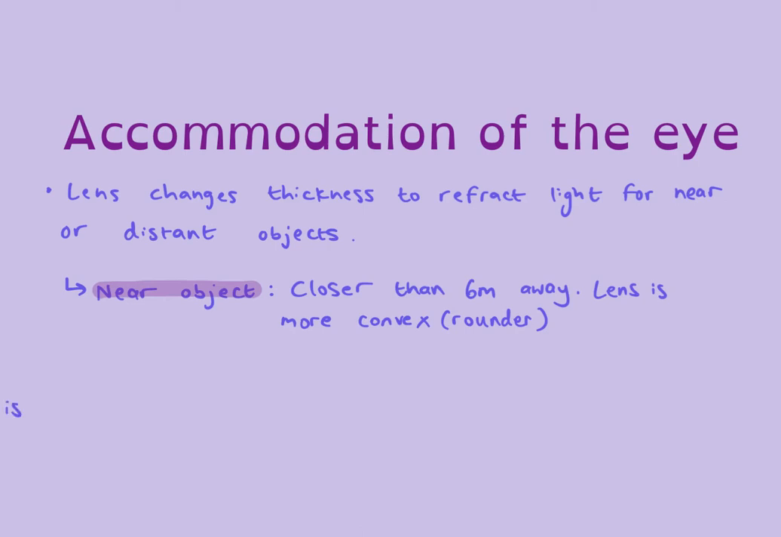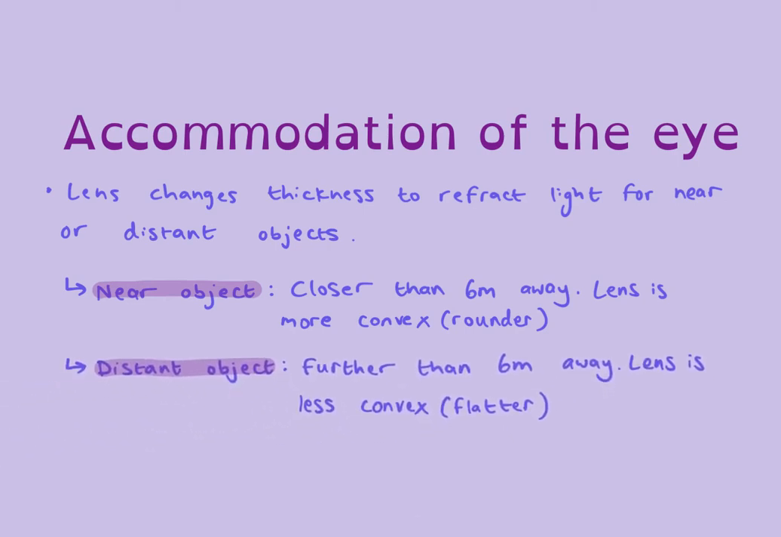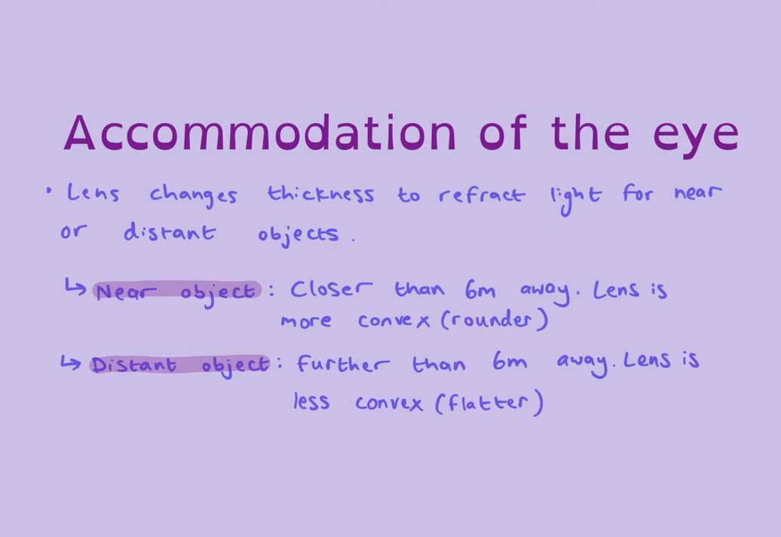Whereas a distant object is further away than 6 meters from you. Again, it's not an exact cutoff point. It's more a spectrum of lens thickness. And that distant object will then make your lens much less convex, so it becomes flatter rather than rounder. So the important thing to understand here is what structures change the shape of the lens, and therefore how does that change the shape of the lens.